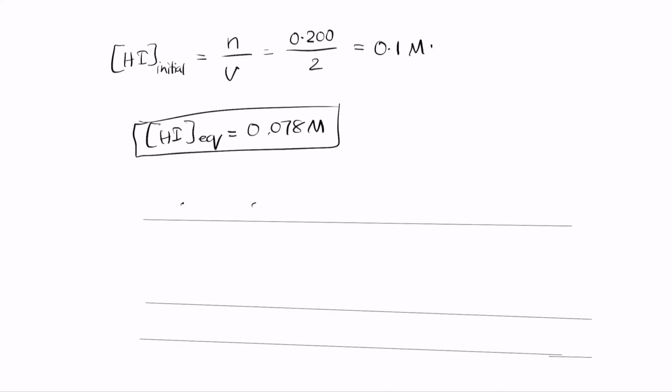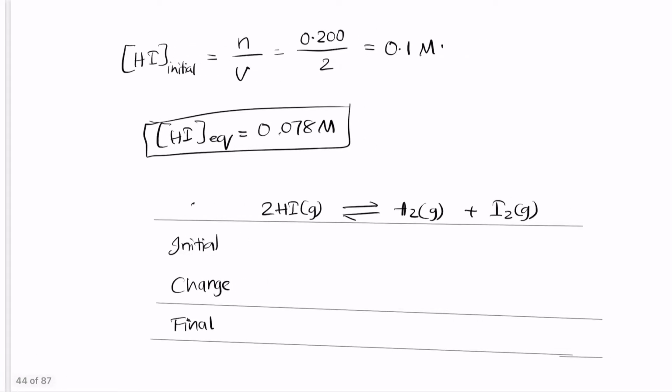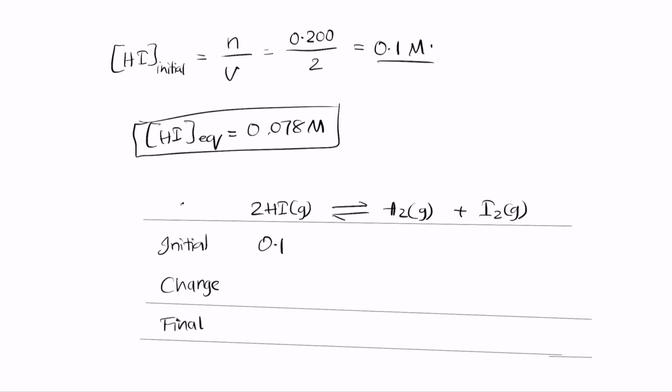So you have 2HI, which is a gas, decomposing to form H2, which is a gas, plus I2, which is a gas. So let's consider initial, change, and final. Now notice that initially HI has a concentration of 0.1 M, and H2 and I2 have concentrations of 0, because remember that these are the products.